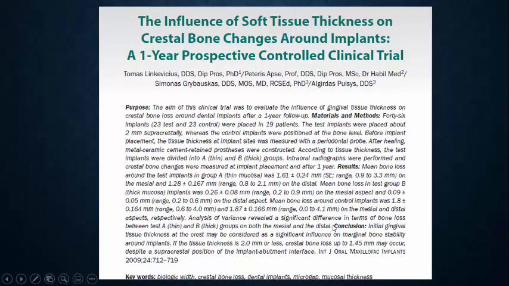So this is, as a conclusion for this study, they found that the initial gingival tissue thickness at the crest may be considered as a significant influence on marginal bone stability around the implants. If the tissue thickness is 2 millimeter or less, crestal bone loss up to 1.45 millimeter may occur despite the supracrestal position of the implant abutment interface. Let's see another study.